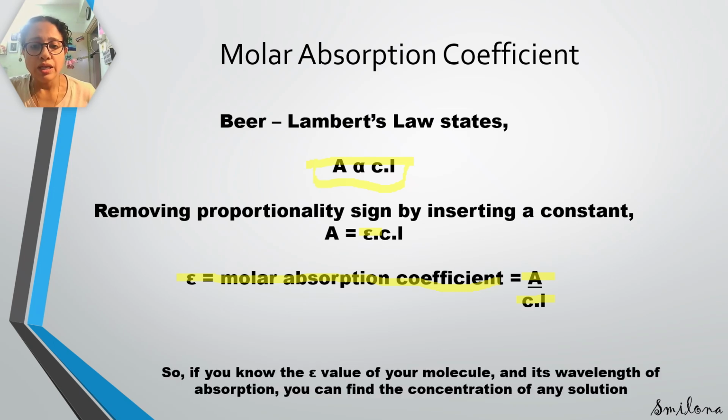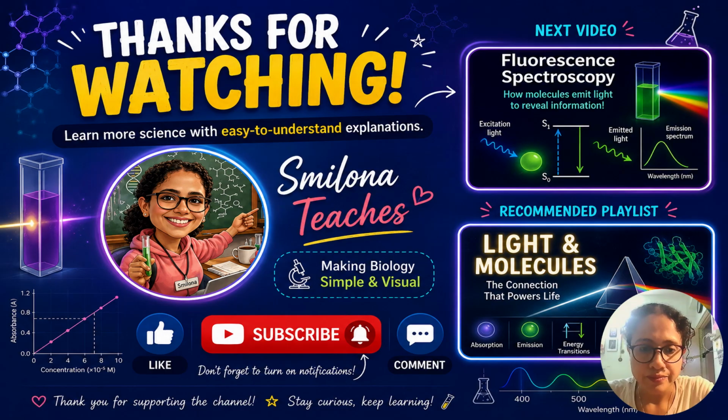So, if you know the molar absorption coefficient of a compound and you know the wavelength at which it absorbs light, having an unknown solution, I can find out its absorbance, and from the absorbance, using this formula, that is absorbance is equal to epsilon C l, I can find out the concentration of the solution.